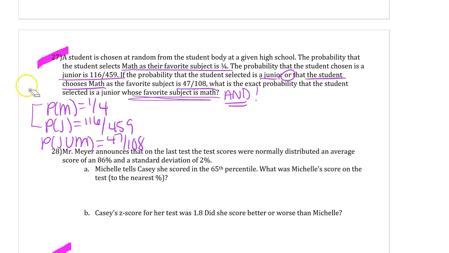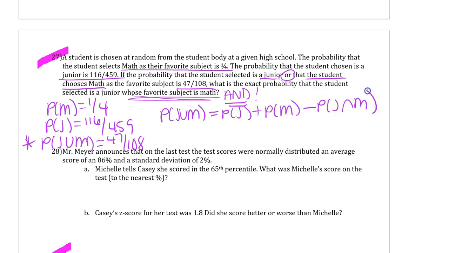Now, because of that, when we write this question, we give you the "or." There's a reason for that. We're giving you the "or" so that you can solve for the "and." So the probability of the "or" will equal the probability of junior plus the probability of math, take away the overlap. So that's the "and." That's what you're solving for. And then I just plug in everything else.